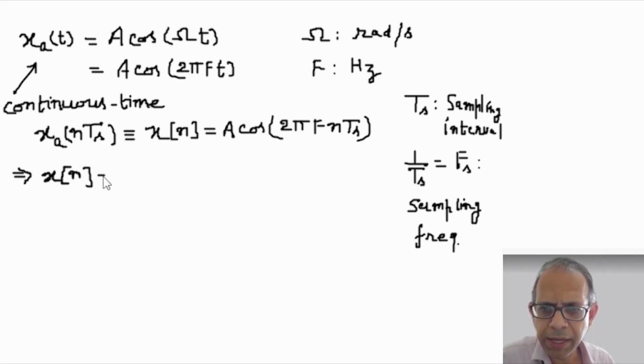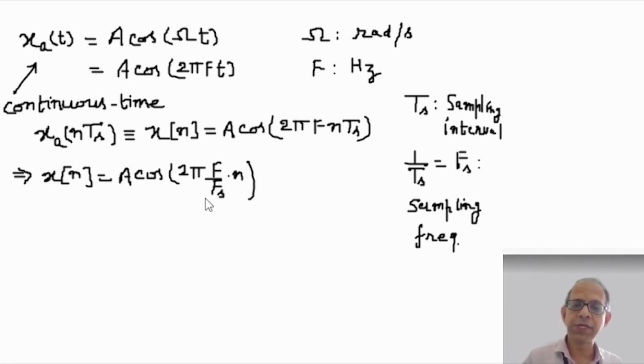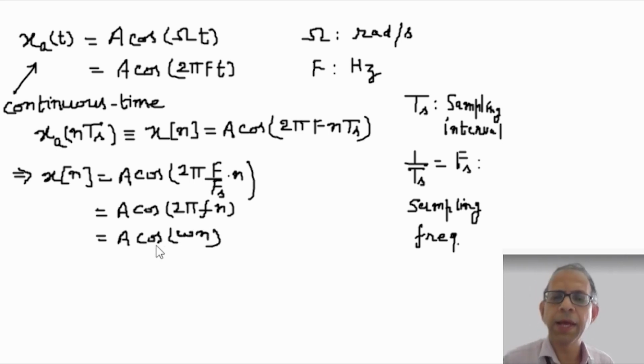Now with this we can write x of n equal to A cos 2 pi F, and for this Ts we write 1 by Fs, so 2 pi F by Fs into n, and now this F by Fs is the ratio of two frequencies which we denote by lowercase f. So this is equal to A cos 2 pi small f n, and 2 pi small f we denote by small omega, so A cos omega n. So given a continuous time signal x a of t equal to A cos omega t, we obtain the corresponding discrete time version of the signal, which is A cos omega n.